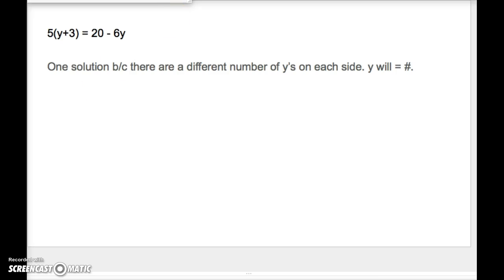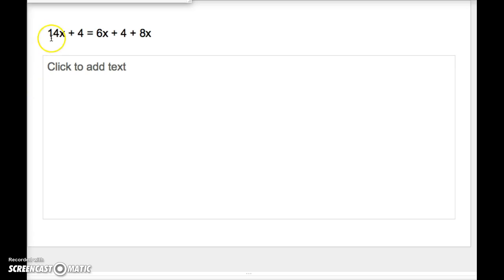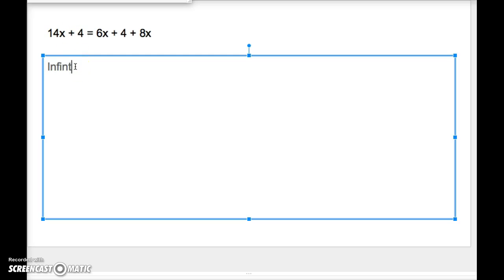Okay, the next one. We have 14x plus 4 equals 6x plus 4 plus 8x. So there's nothing to do on the left-hand side. On the right-hand side, I can combine the x's. 6x plus 8x is 14x. So this side would also become 14x plus 4. So you can see that each side of the equal sign will be identical. So these will have infinitely many solutions because each side equals 14x plus 4.